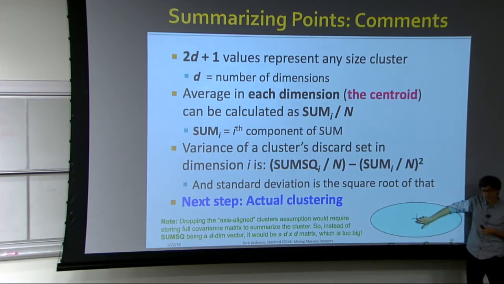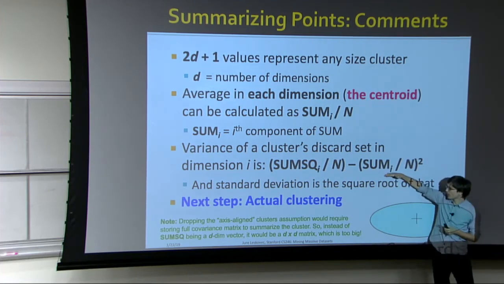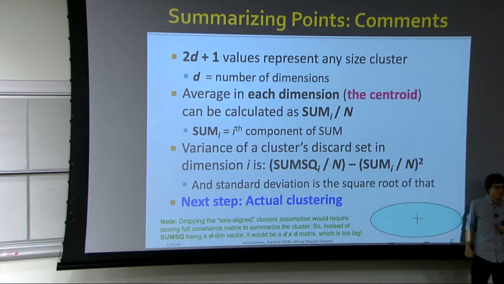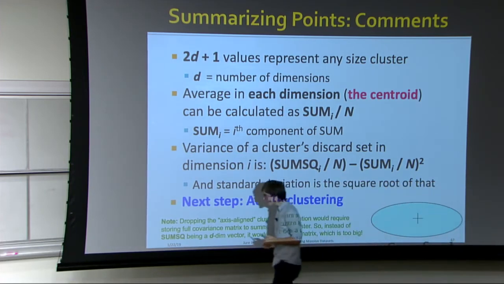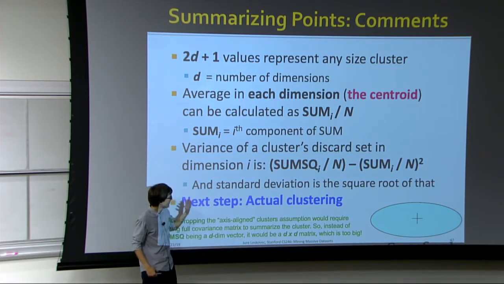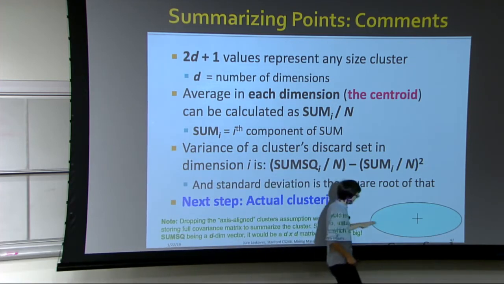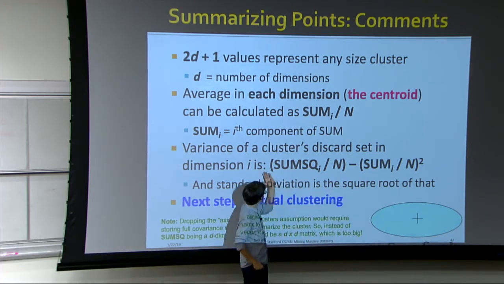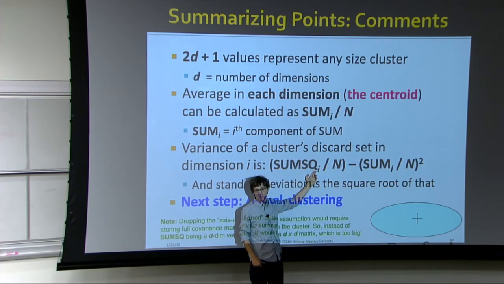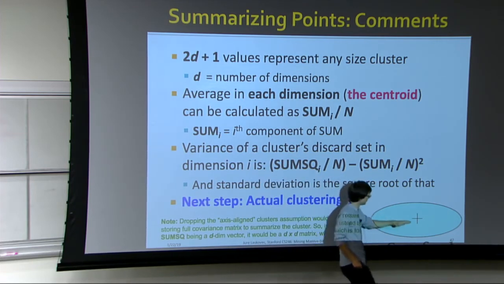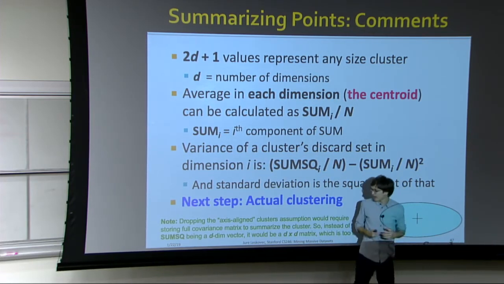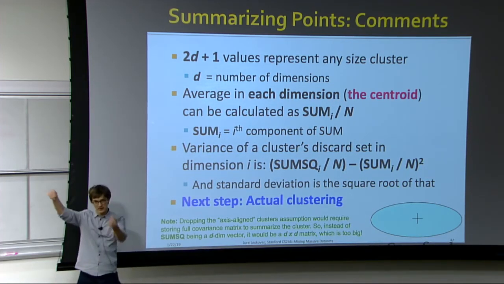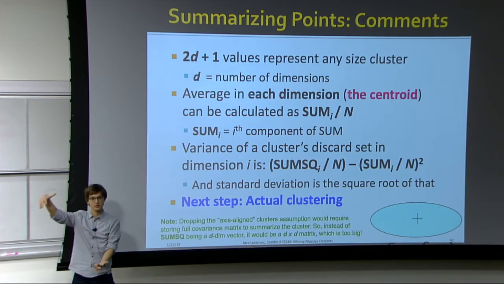I can compute the average, which means I compute the centroid. And using this formula, I'm essentially computing the variance along each of the dimensions, right? One comment here, like I asked before, I'm assuming that these clusters are axis aligned. The reason is that I specify variance only along the d dimensions. If I wanted a diagonal shape, I would need to specify the full covariance matrix, which would have size d times d, so d squared. And that's too much, right?